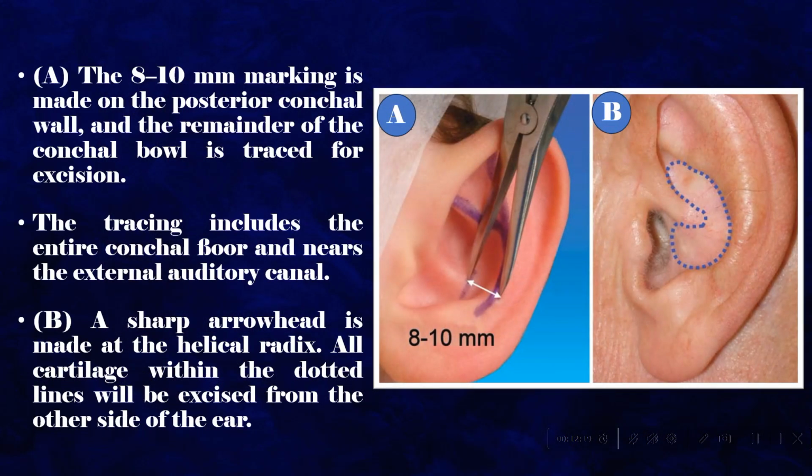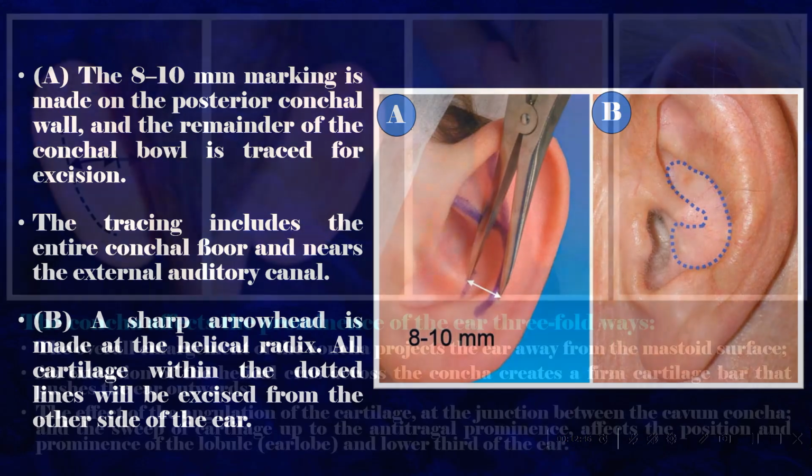A. The 8 to 10 millimeter marking is made on the posterior conchal wall, and the remainder of the conchal bowl is traced for excision. The tracing includes the entire conchal sewer and nears the external auditory canal. B. A sharp arrowhead is made at the helical radix. All cartilage within the dotted lines will be excised from the other side of the ear.